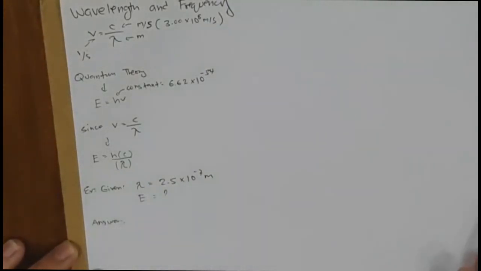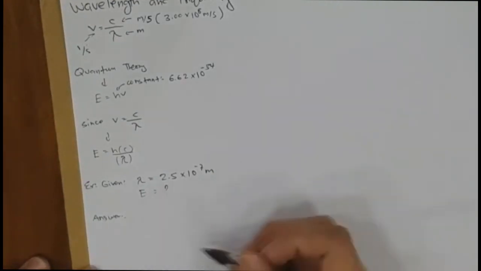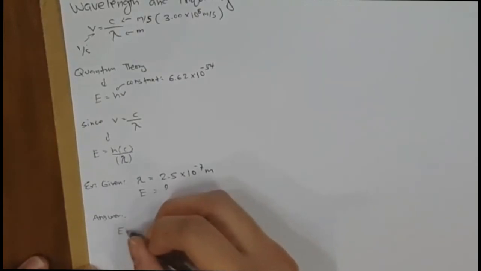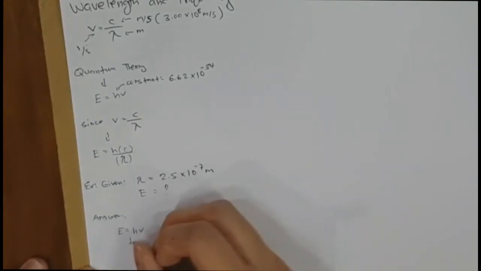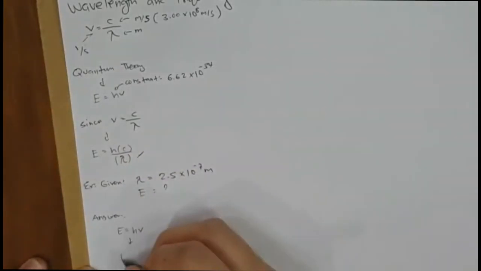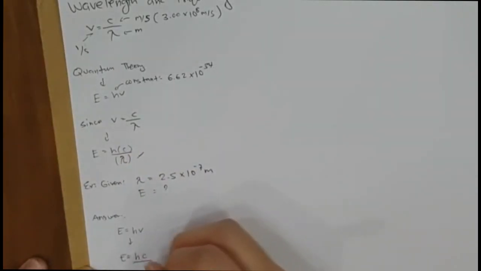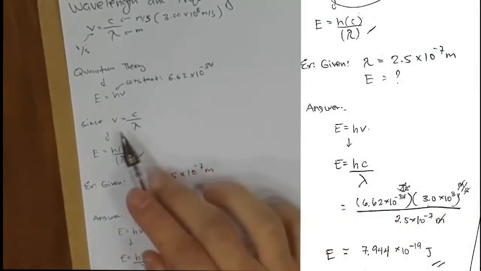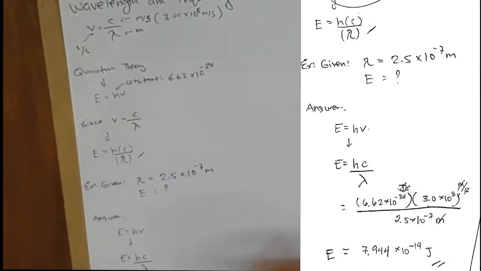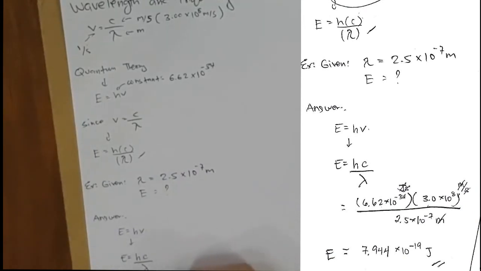So here is a sample problem where wavelength is 2.5 times 10 to the negative 7 meters, and we are asked to look for energy. And how would we do this? Simply by using the formula here in quantum theory. But we can further use this formula here since we do not have any given for frequency. We don't have a V. Yes, you can just expand the formula.